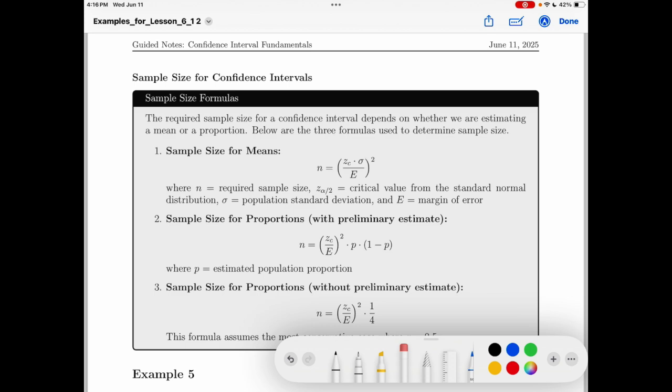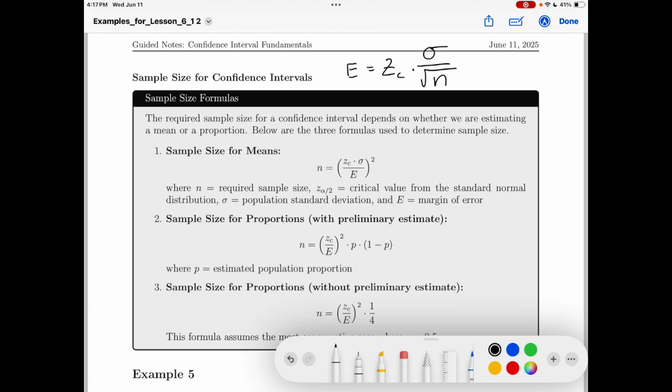So I haven't brought this up yet, but I'll write it out now. If we were calculating the error on our own without looking at a confidence interval that's already built, the formula for that is that the error is equal to our z critical, which I'll talk about in just a minute, times our standard deviation divided by the square root of n, which is our sample size. This is our error formula.